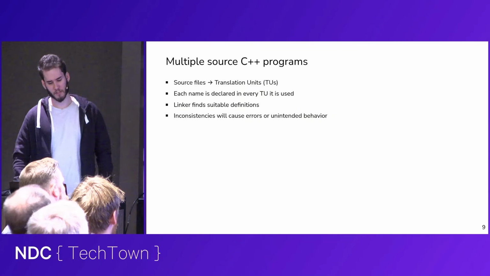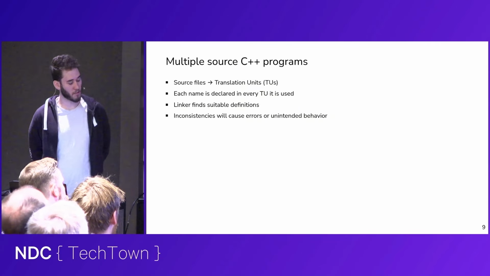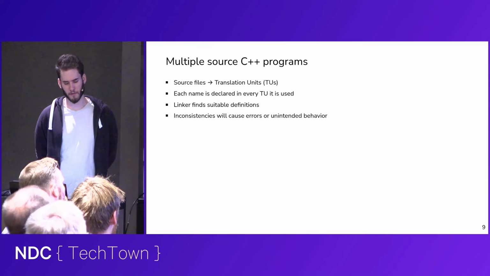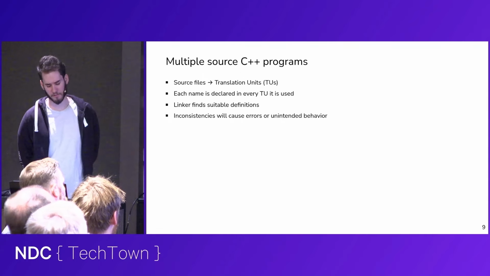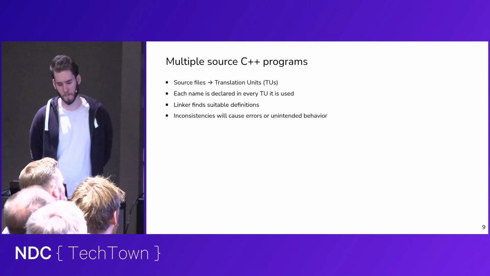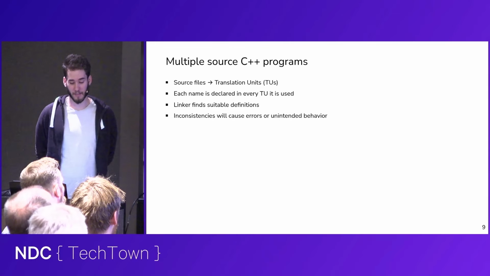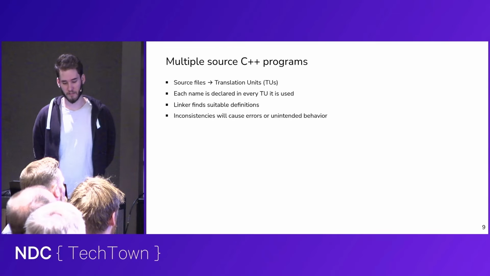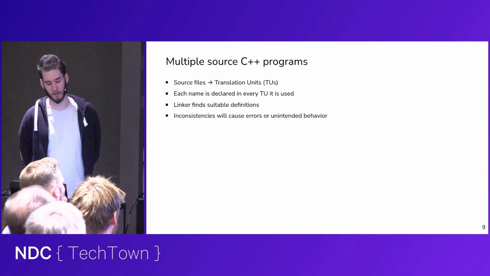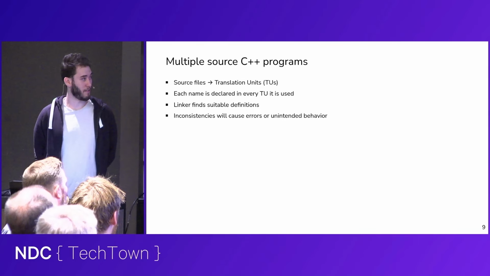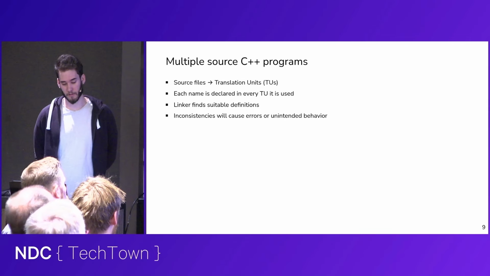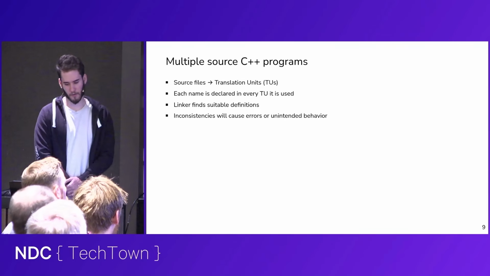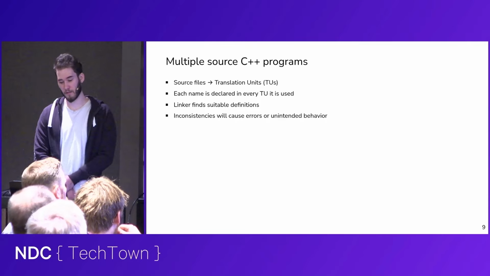So for multiple source C++ programs, you have these source files that you wrote being transformed into this magical concept called a translation unit, which we will come back to soon. Then you know that every name must be declared in every translation unit that it's used, otherwise your compiler doesn't know what you're requesting. The linker will be the thing responsible for finding the suitable definitions, and every inconsistency that you have will cause errors or unintended behavior.